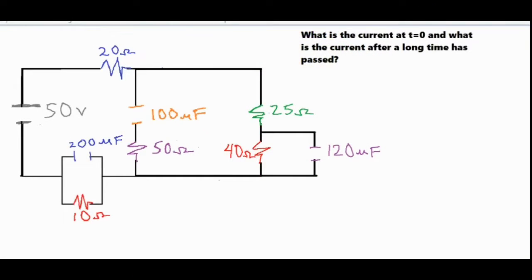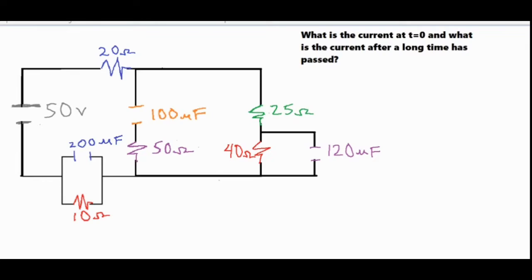In this video, we're going to be taking a look at a fairly complex RC circuit, and we're going to simplify it down to find the current as soon as the switch closes at time equals 0, and then find the current when the capacitors have reached their steady state after a long time. Now, taking a look at this RC circuit initially looks a bit complicated, but it's actually a little bit more simple than you would think.